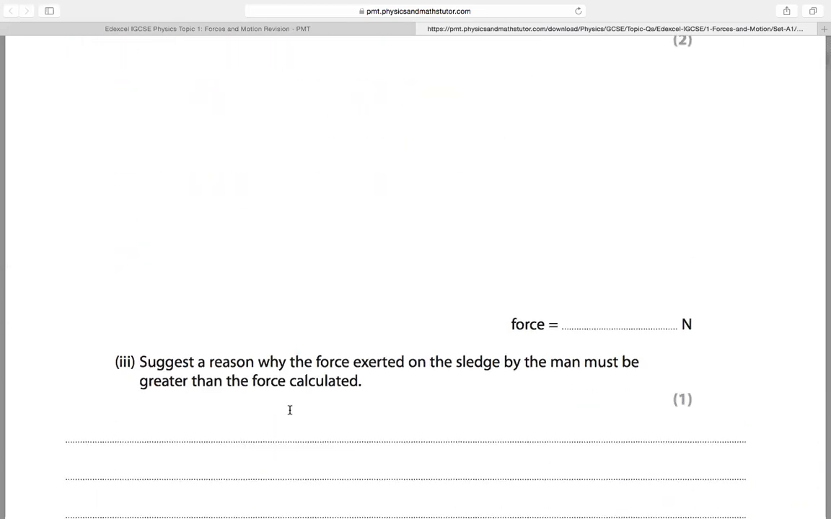So suggest a reason why. You can say due to friction between the sledge and the ground. Then another reason is maybe the ground is not level. Maybe it's not straight. Maybe it's going up a hill. If it's going up a hill, all the more there's more force that you need to put. Okay. So air resistance between the ground and the sledge. Or you can also say the ground is not level.